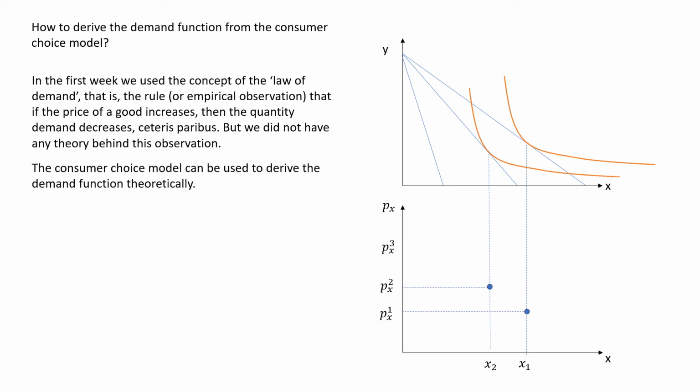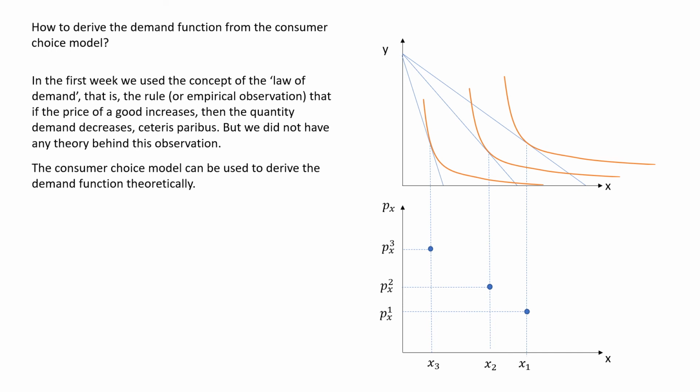Now the price of x increases even more. We have a new, even steeper budget constraint line, and now the optimal choice will have only x3 quantity of x. Now we have 3 points along the demand curve. The more points we have, the more precise we could be regarding the form of the demand curve.